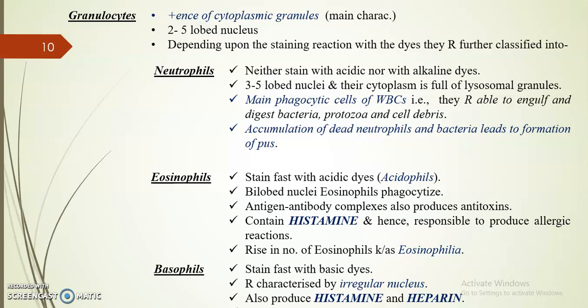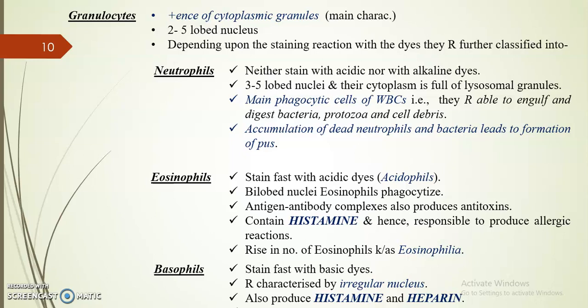Depending upon the staining reaction with dyes, they are further classified. Neutrophils are stained neither with acidic nor with alkaline dyes. In this case, it is acidic as well as with alkaline dyes. They have 5 lobed nuclei, and the cytoplasm is full of lysosomal granules. Here, phagocytosis by WBC occurs. There is engulfment and digestion of bacteria, protozoa, and cell debris. Accumulation of dead neutrophils and bacteria leads to pus formation.